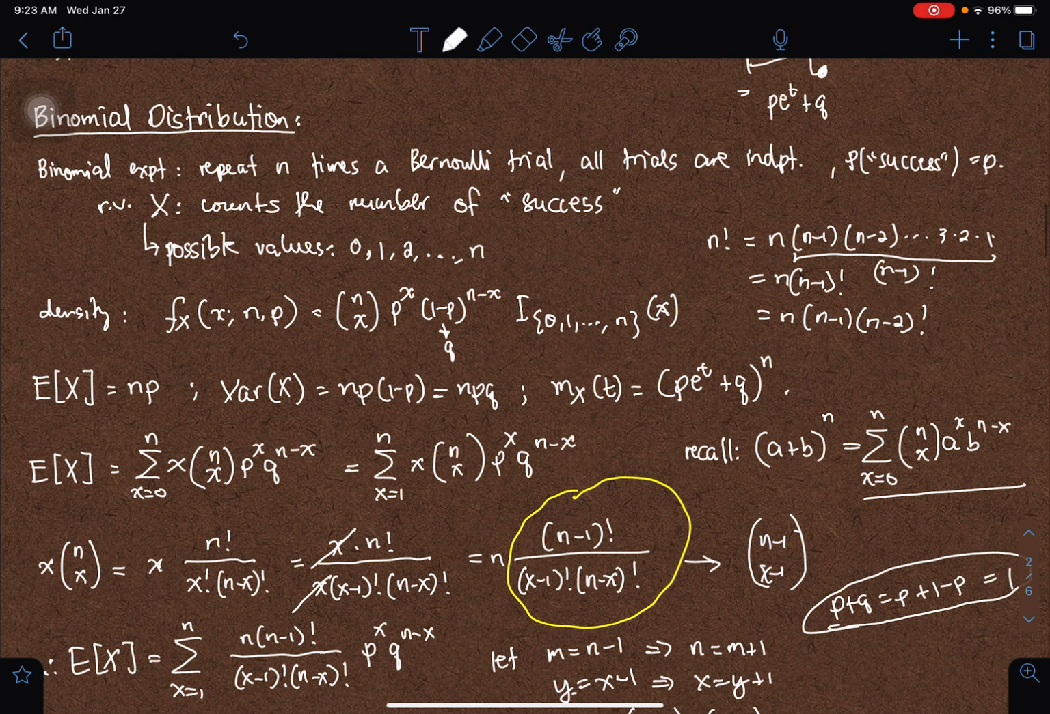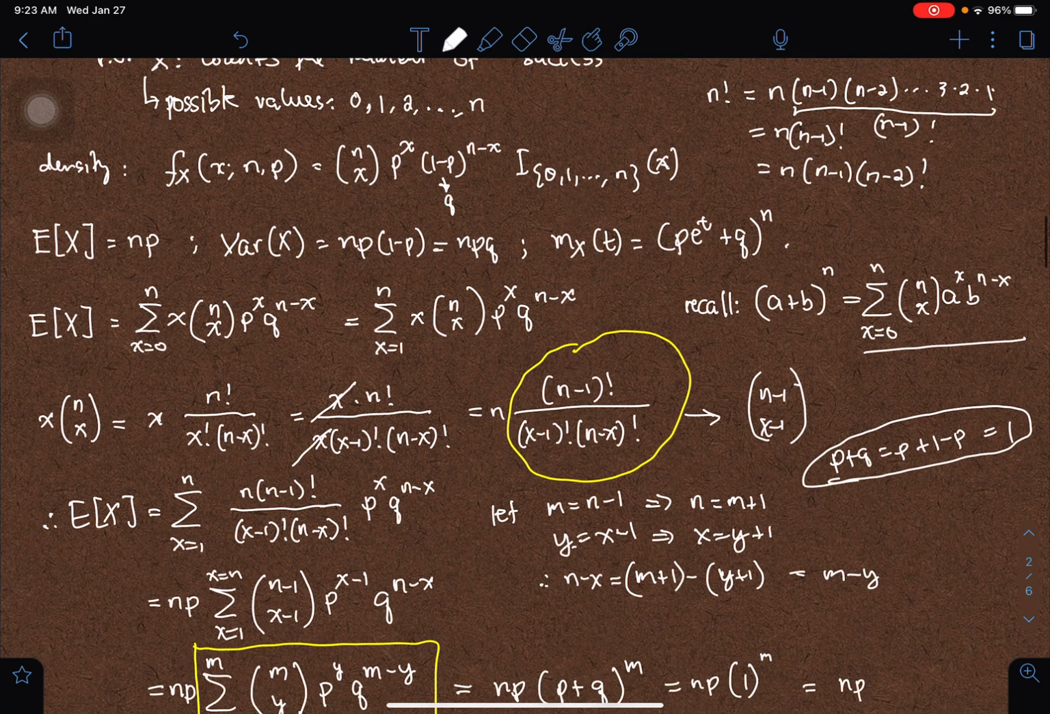So we start with the mean. The expected value of x is the sum from 0 to n of x times its density, which is n taken x, p to the x times q to the n minus x. Now if we expand the sum, the first term will just be 0. So we can change the index to run from 1 to n, since the first term is 0 anyway. So we have the sum from 1 to n of x times n taken x times p to the x times q to the n minus x.